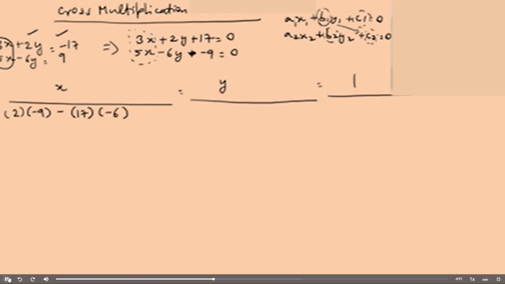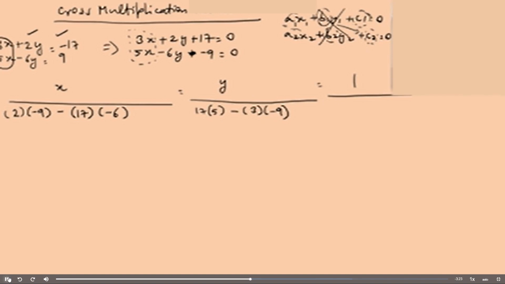So minus is very important here, and take the signs as they are for the coefficients. x is equal to y divided by... when I do y, I would completely ignore this aspect. I would multiply c1 by a2 minus a1 by c2. So it would be 17 into 5 minus, again minus 3 into minus 9. When I do it is equal to 1 by, that is the portion which relates to the constant.